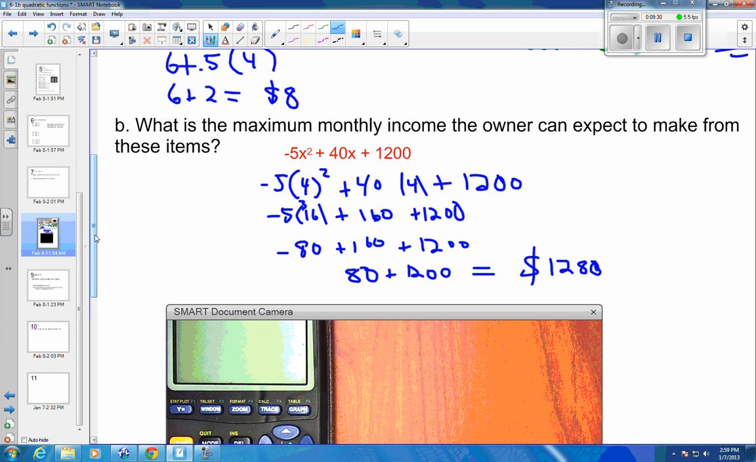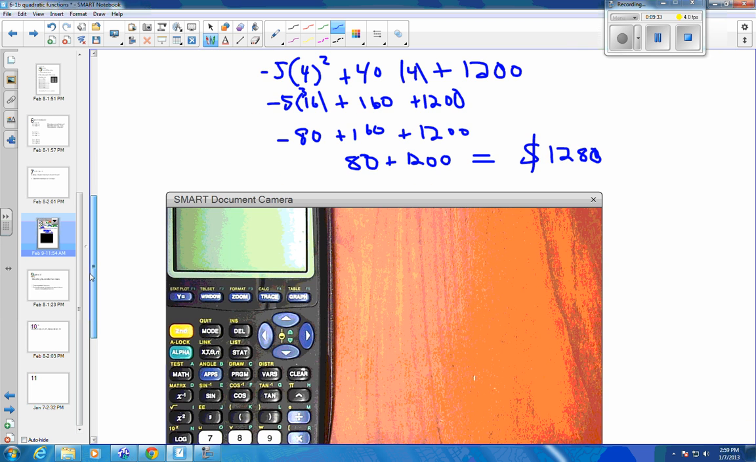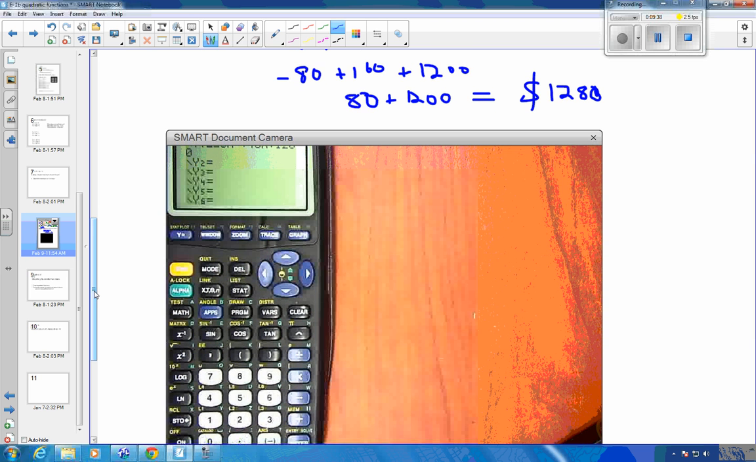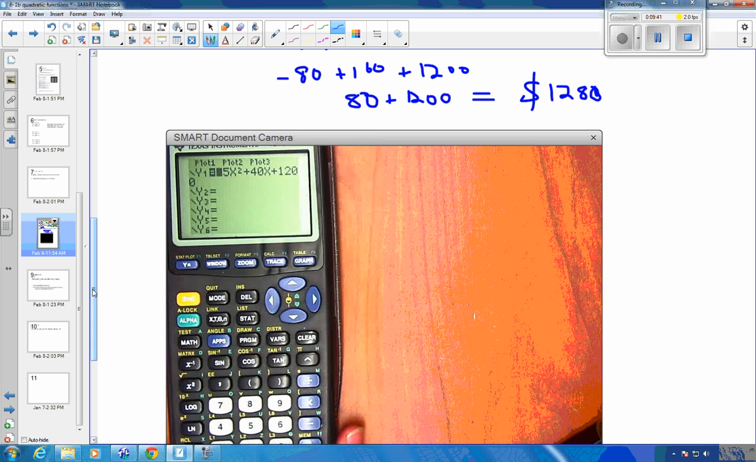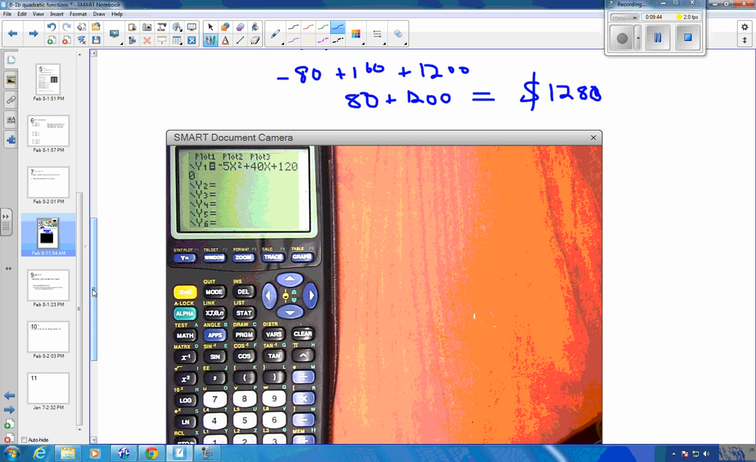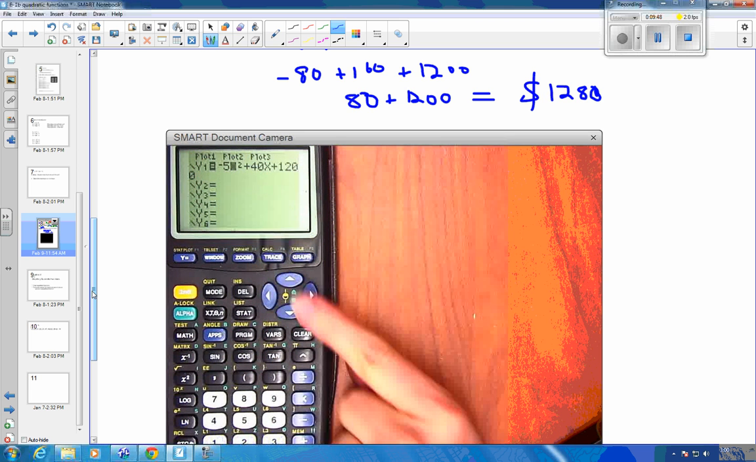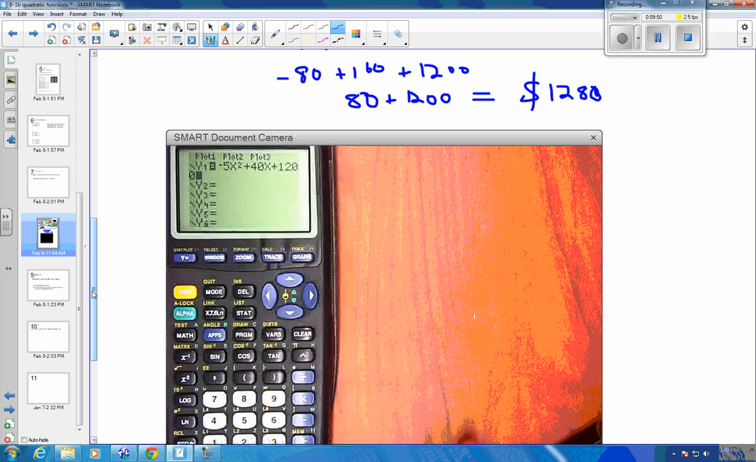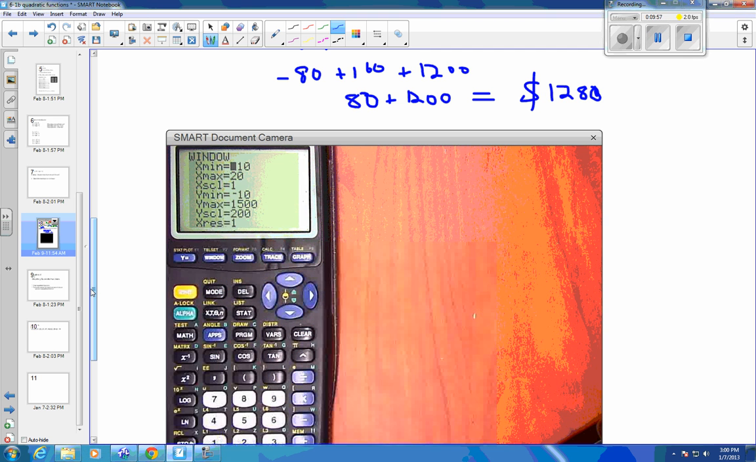But the more interesting thing is what happens if we graph this thing. So let me turn my calculator on. And I've moved it, so let me move it back down here. So I plugged in that formula. Notice the negative 5x squared. All right, let me move the mouse off that. So you see the negative 5x squared, and then plus 40x, and then plus 1200. And I had to change my window.